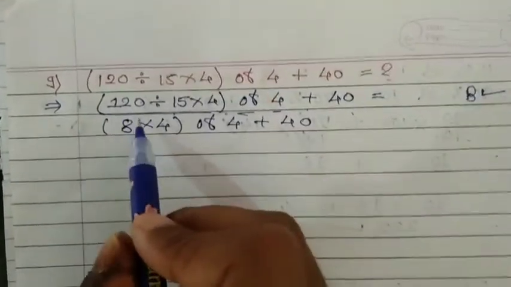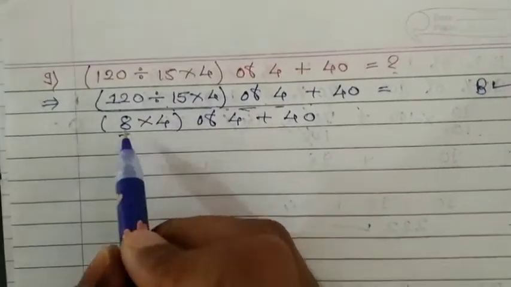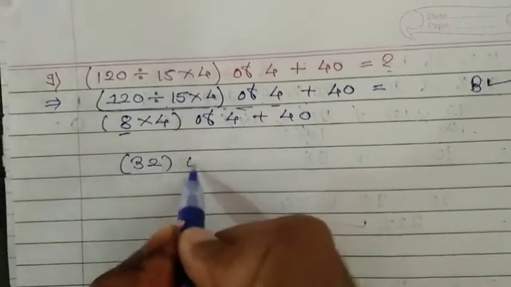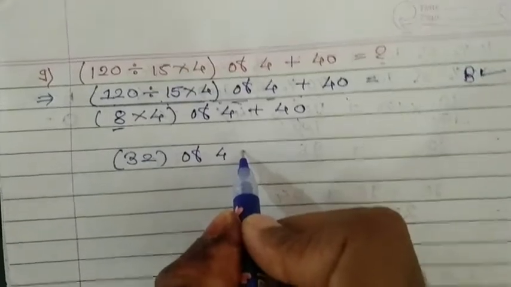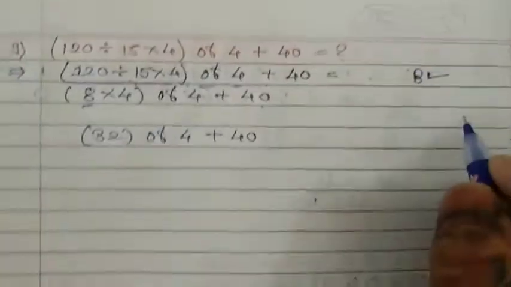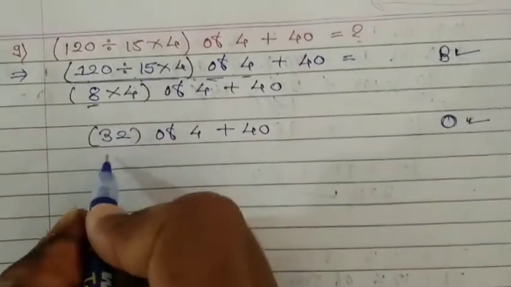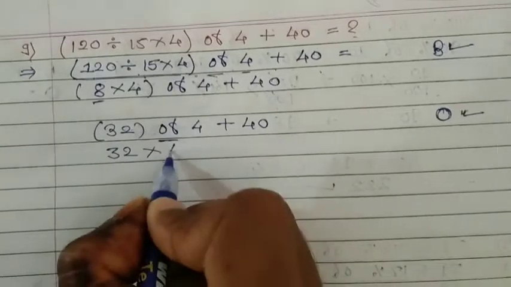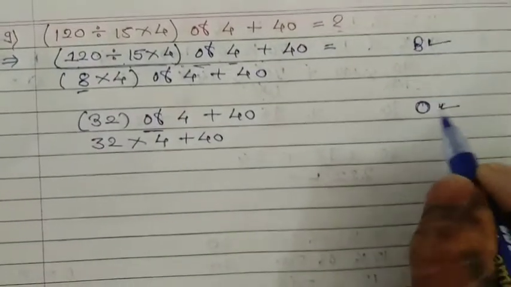Firstly, solve the bracket. 120 divided by 15, how much? 8. 8 4s are how much? 32, of 4 plus 40. Bracket complete. Then O stands for of. 32 of means multiplied, that is 4 as it is, plus 40.